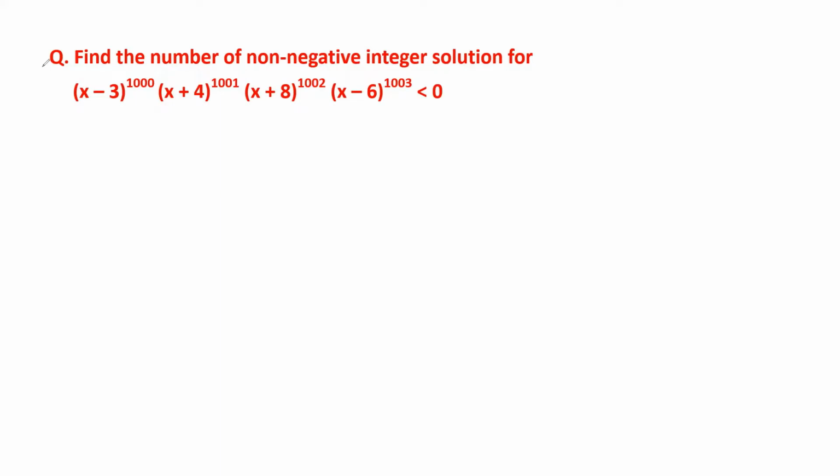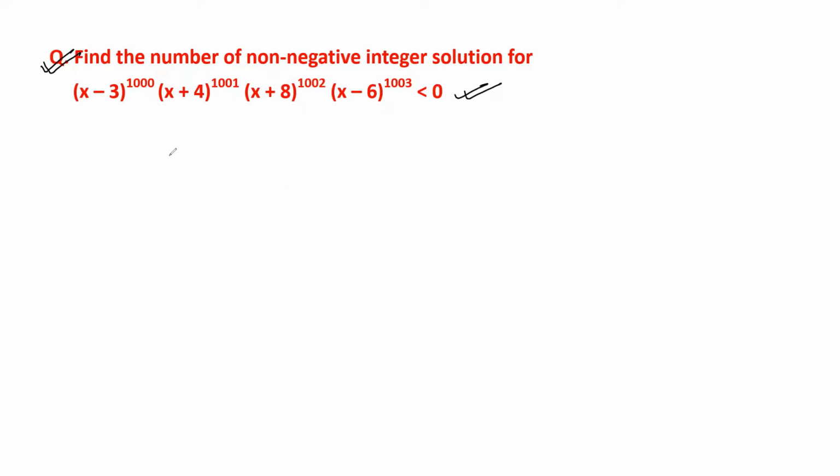Now, let us see this question. Find the number of non-negative integer solutions for this inequality. We have been given the inequality (x − 3)^1000 (x + 4)^1001 (x + 8)^1002 (x − 6)^1003 < 0, and we need to find the number of non-negative integer solutions which satisfy this inequality.